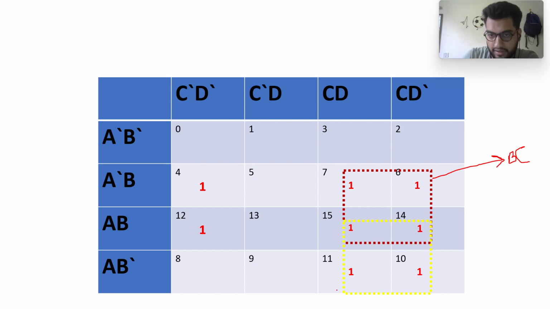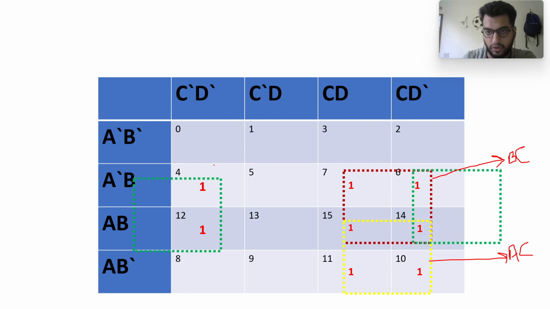Then we have this quad highlighted by the yellow square. It takes care of the minterms 14, 15, 11. Now 14, 15 were already taken care of by the previous quad, but to construct the quad for these two minterms, we construct this quad. The contribution from this quad is AC. Then we have these two minterms which can be covered by the quad shown in green, and the contribution from this is BD dash.